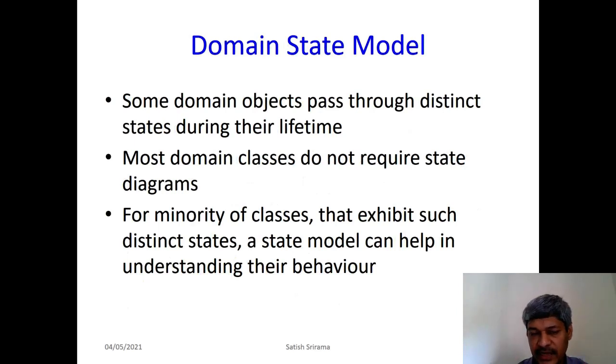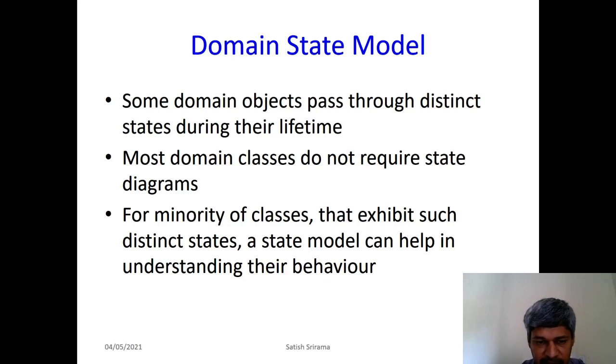Once you have the domain class model, you should start thinking about domain state models. Some of the domain objects, while we were discussing the state models, we have already discussed. Some objects actually pass through distinct states during their lifetimes. The same thing also happens with these sort of domain objects. They also pass through distinct states during their lifetime. Actually, most domain classes do not require state diagrams.